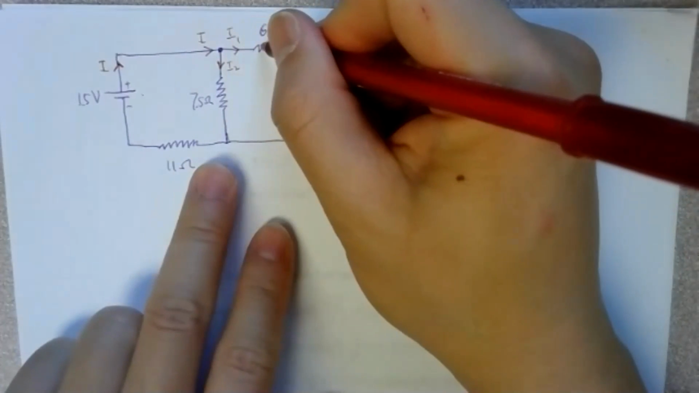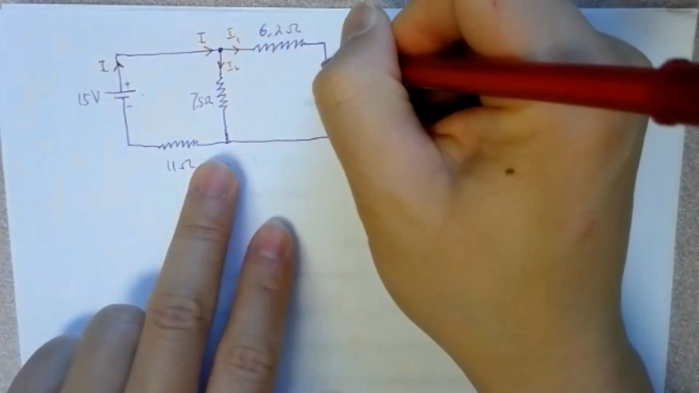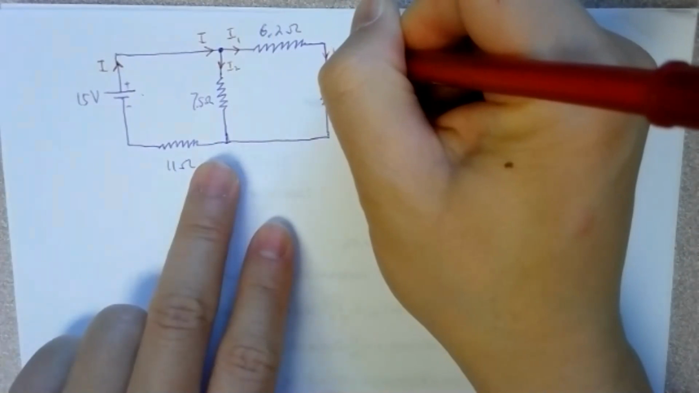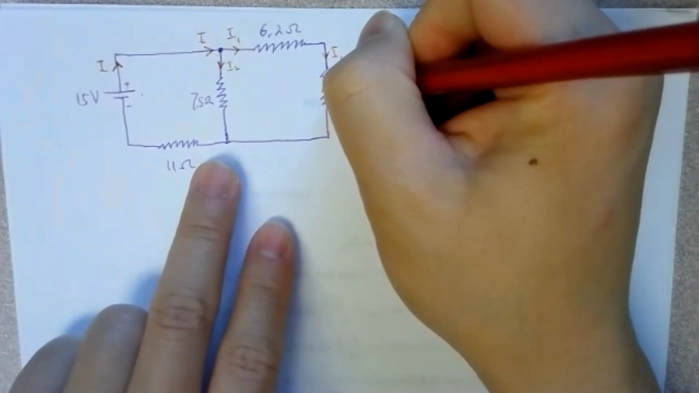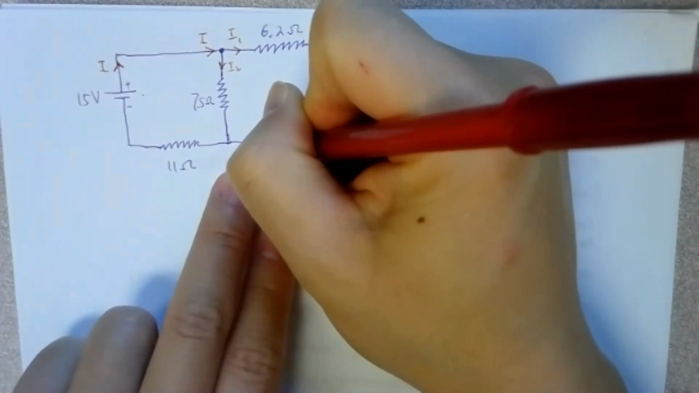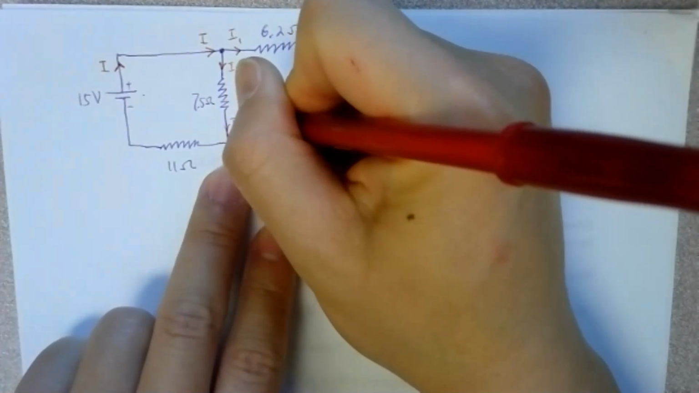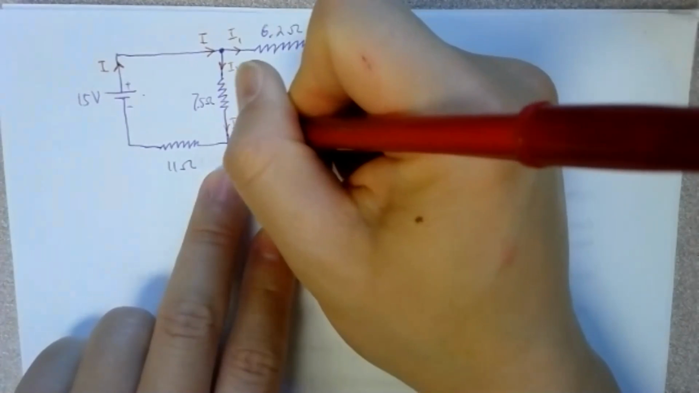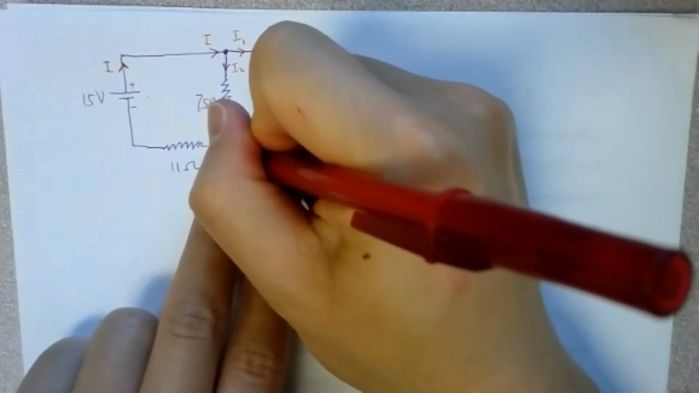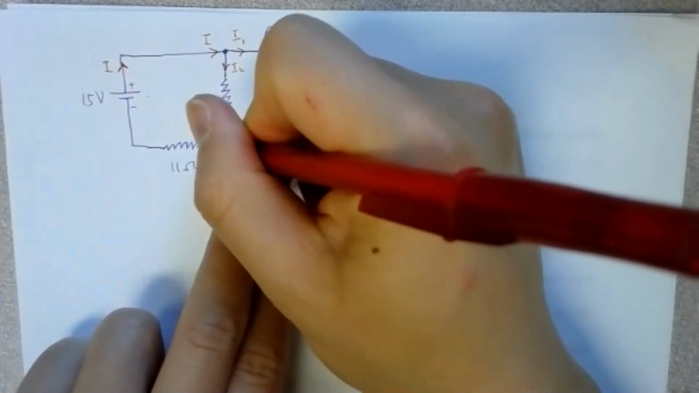Now I1 goes through this resistor, and you can see that I1 will also go through this one, and then goes back over here. This is I1. I2 will go through here and then here. At this point, I1 and I2 merge again and become the overall I, going through this one.